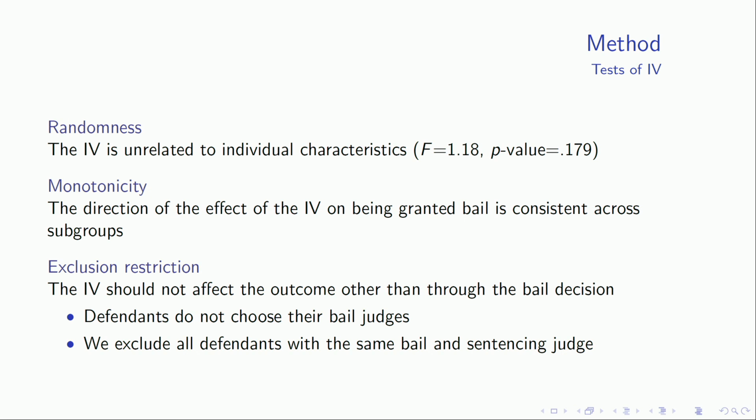And defendants can't even manipulate the timing because they are usually brought to the court soon after they're arrested. But also we excluded all defendants with the same bail and sentencing judge. That was one potential mechanism by which this assumption could have been violated, because if you get a lenient judge at bail and then you get them later at sentencing, they could also be lenient in how they sentence.